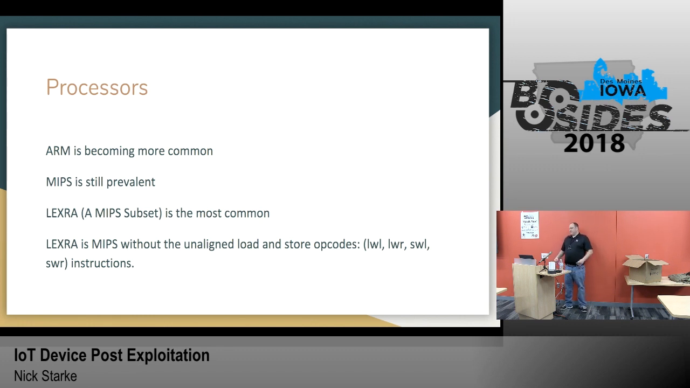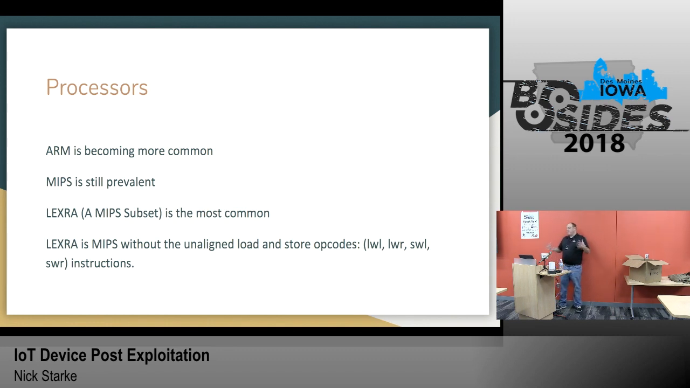So if you compile a MIPS binary, it's likely to have those opcodes in it. Well, if it has those opcodes in it, it won't run, because this processor does not accept those opcodes. I'll show you that in a minute, but that's a really important note. That's the crux of this whole problem.